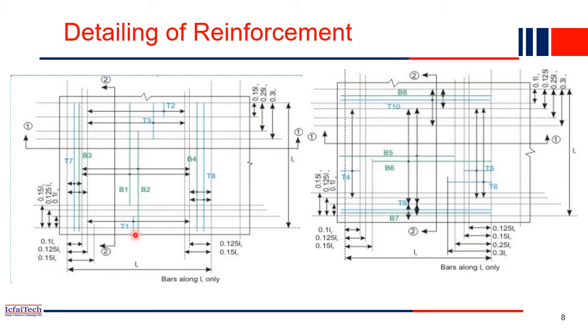Similarly here also T7 and T9 are provided. These are the top reinforcements. So total basically 18 reinforcements we provide. Top reinforcement T1 to T10 you will find total 10 top reinforcements, and bottom also B1 to B8. So total 8 bottom reinforcements we provide in case of slab. So that is the typical detailing of slab.